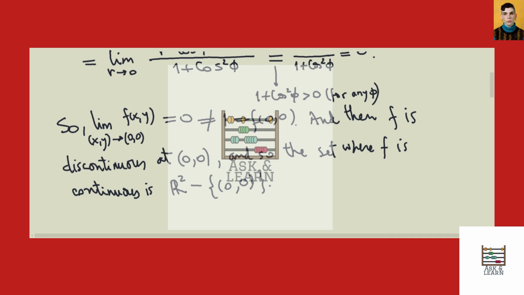But then we have, this is the set of continuity of the function, that is the whole plane minus the origin, and that's the same as saying that the function is discontinuous only at the origin. And that's the final result here.